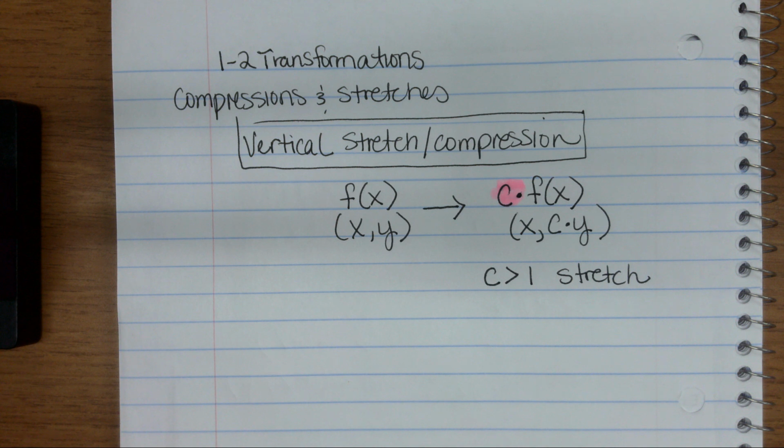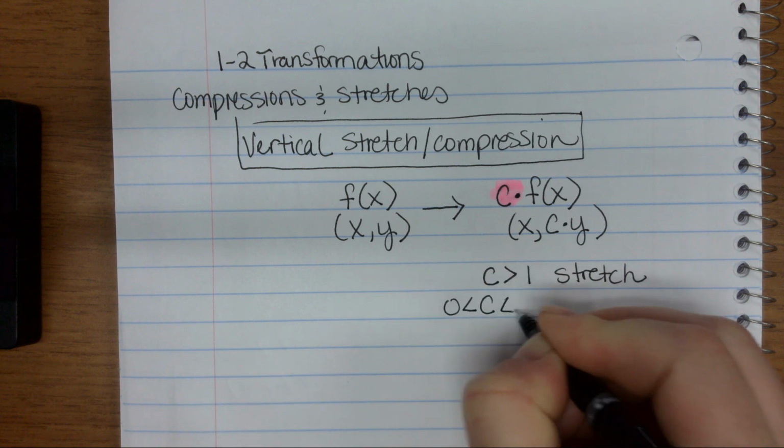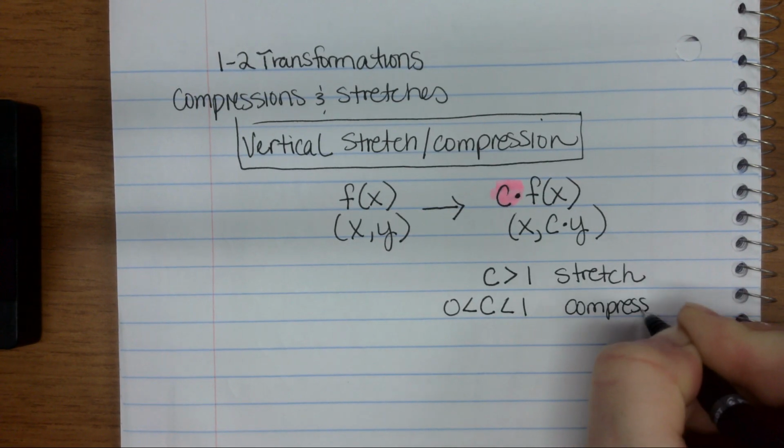If you're multiplying by, let's say I said, hey, multiply by 0.2, what would happen to that? It gets smaller. So if you're multiplying by a number between 0 and 1, okay, think decimal fraction, but it's got to be between 0 and 1, it's going to get smaller. We're going to call that a compression. So if c is between 0 and 1, we'll call that a compression.